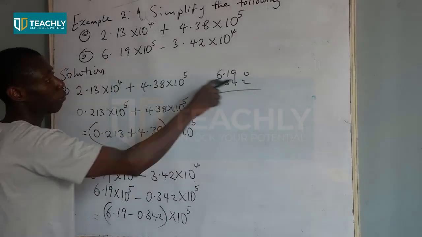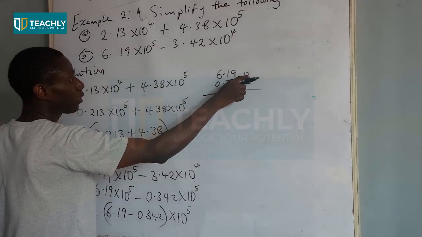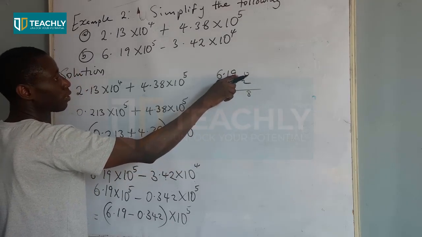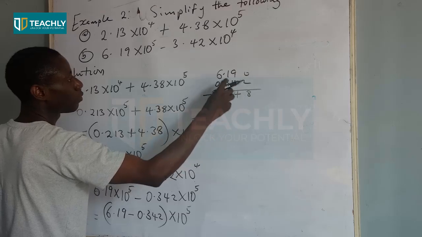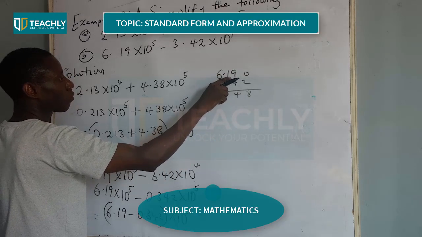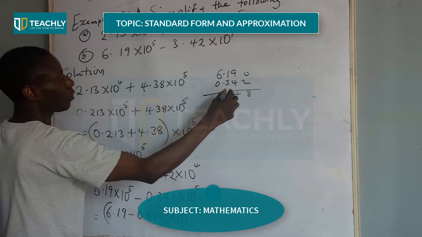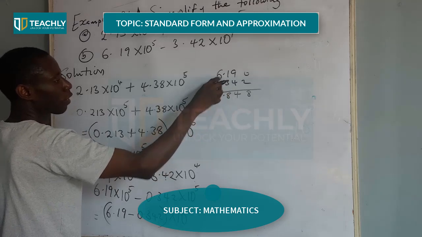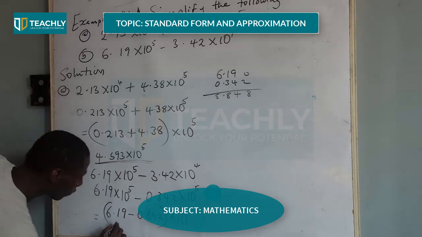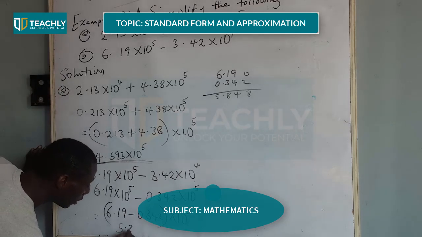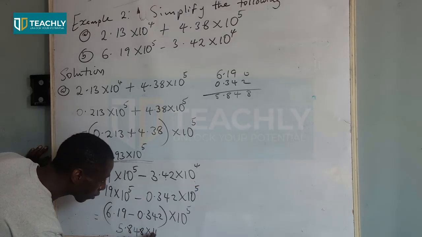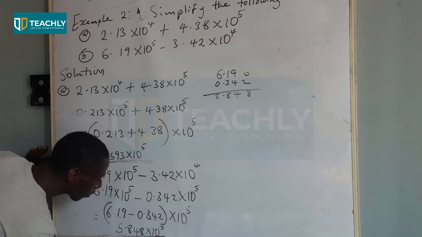So you follow 1 here to this, there will become 10. 10 minus 8, we have 2. This one remains 8. 8 minus 4, we have 4. This one is 1. You cannot go. Follow 1 here, that is 11. 11 minus 3 gives you 8. And this one remains 5, so you have 5 points. So you will get 5.848 multiplied by 10 power 5. So that's our final answer.